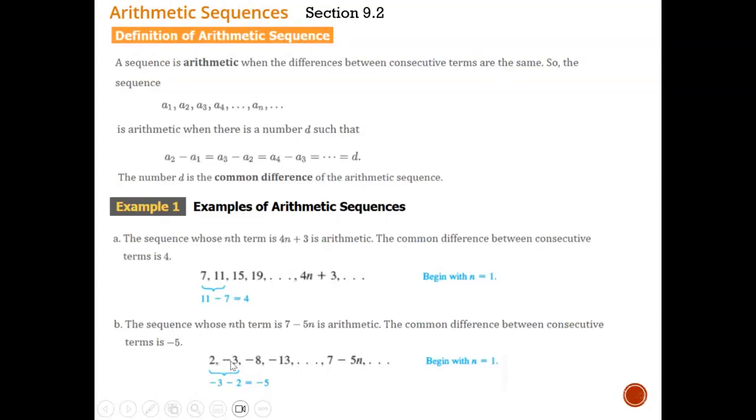Also for B. Going from 2 to negative 3, we can apply the rule here. Negative 3 minus 2 will be negative 5. Negative 8 minus negative 3 will give us negative 5, and so forth. So this is also an arithmetic sequence, and the difference is negative 5.